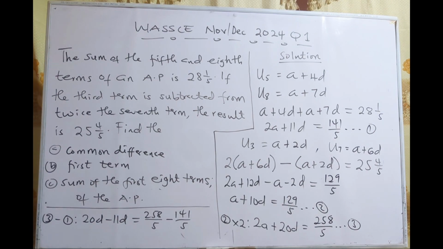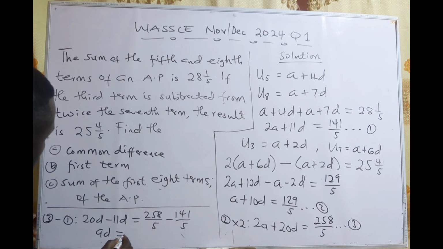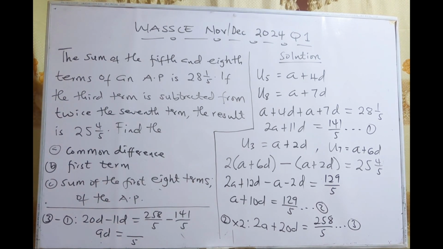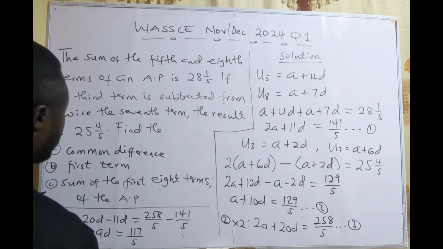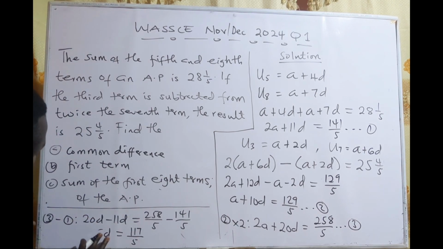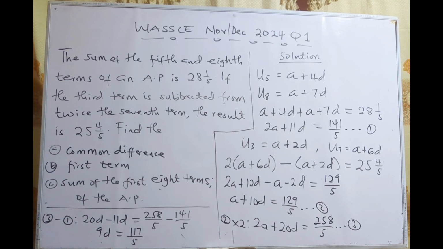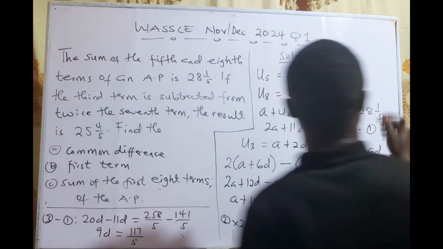What is 20D minus 11D? That gives us 9D, equal to 258 minus 141 over the common denominator 5, which gives 117. So we have 9D equal to 117 over 5. I think we can continue on this side.